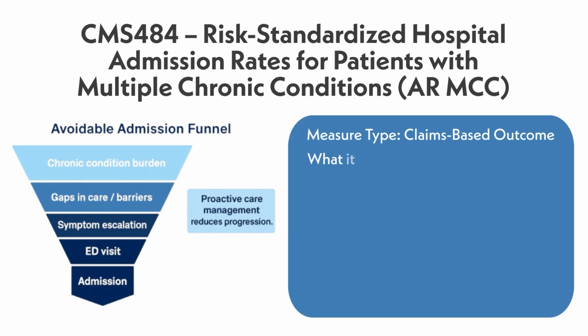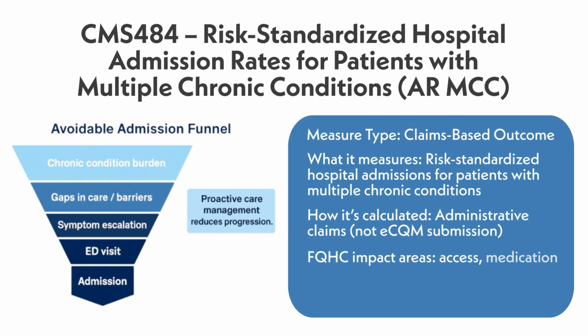conditions. Like HWR, this measure is calculated from administrative claims, not from EHR data submission. It focuses on admissions among patients with multiple chronic conditions, and it is risk standardized to better compare across organizations. CMS also finalized refinements in 2026 to improve consistency in measurement across ACOs, which means some organizations may see small shifts in trend comparisons year to year.